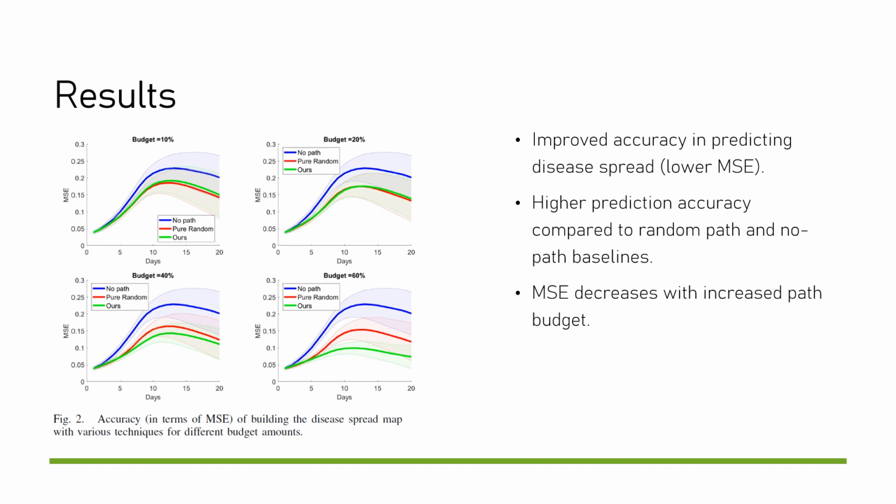That can be more evident in budget equal to 40% and 60%, because we provide higher prediction accuracy compared to those baselines by showing that we provide lower mean square error values. Now, mean square error values also decrease with increased path budget because the robot has more locations to explore, and then it can build a better map. For example, with budget equal to 60% of the environment, our proposed technique achieves an MSE of 0.07, while the random and no path baselines achieve MSEs of 0.12 and 0.20 respectively.